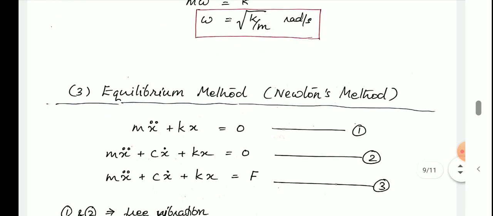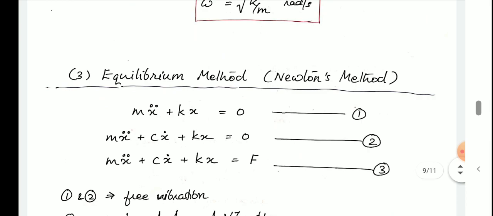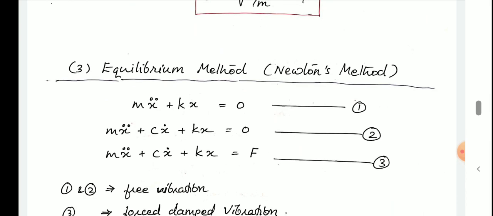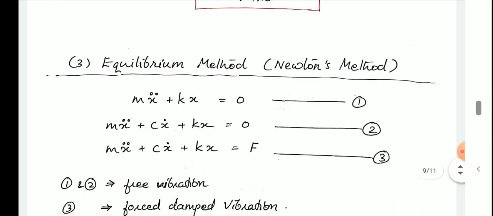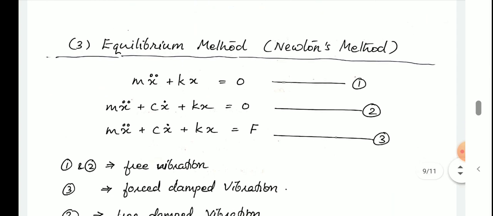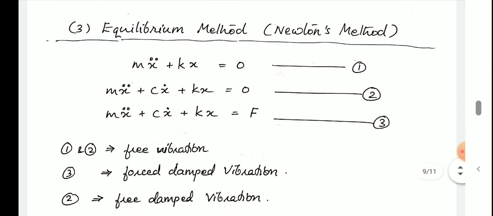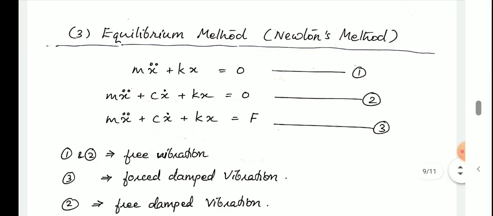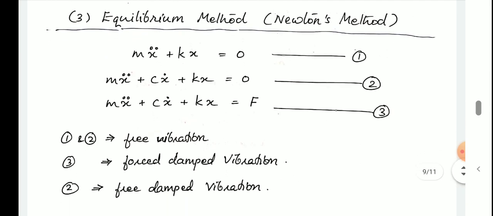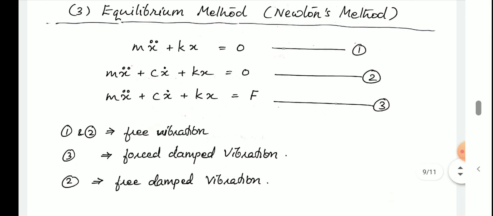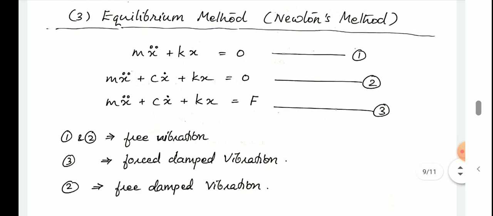The third method for finding the natural frequency is the equilibrium method, which is also known as Newton's method. Here, the equilibrium of forces is considered. It is a simple method or simple concept. We have been using the equilibrium method previously in different subjects also. m x double dot plus k x equal to 0. It is one equation. If you provide a damper, m x double dot plus c x dot plus k x equal to 0. You will understand these equations clearly when we discuss damped vibration cases.